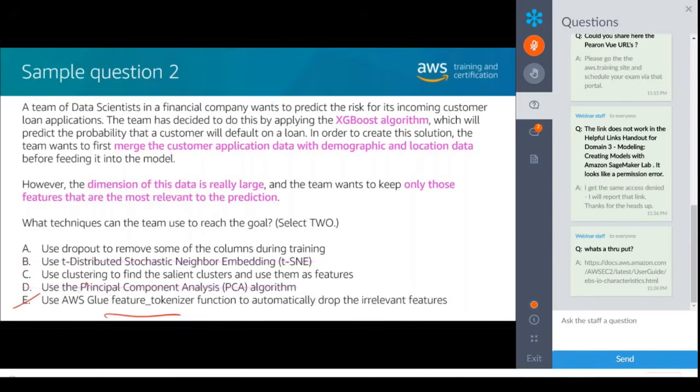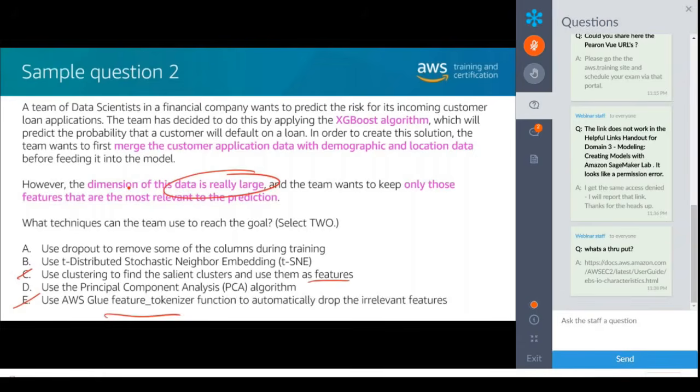So E is out, and what about clustering? Define salient clusters, use them as features. Not sure I like that one either. So why? Well, because we're adding more features. Right? We're engineering yet a new feature when the whole problem is we already have too many features. So you're going in the wrong direction here. We told you we're trying to reduce the dimensionality. It's too large. We want to reduce dimensionality, not increase it. So C would increase dimensionality, so get rid of that.